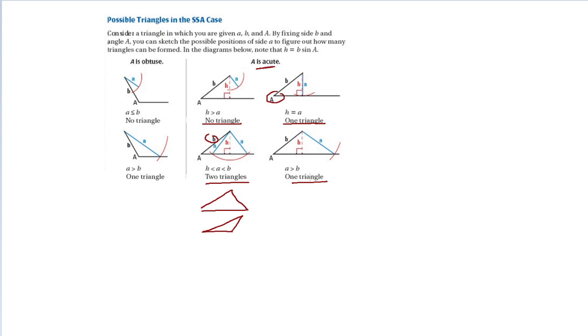Now, we can also apply the same rule to when the angle is not acute, when it's obtuse, or when it's right. If the side opposite to that angle is less than b, then we say there's no triangle. If the opposite side is more than b, we say there's one triangle. So let's look at one problem where we can look at these possible scenarios. And let me pull one up really quick. Bear with me.